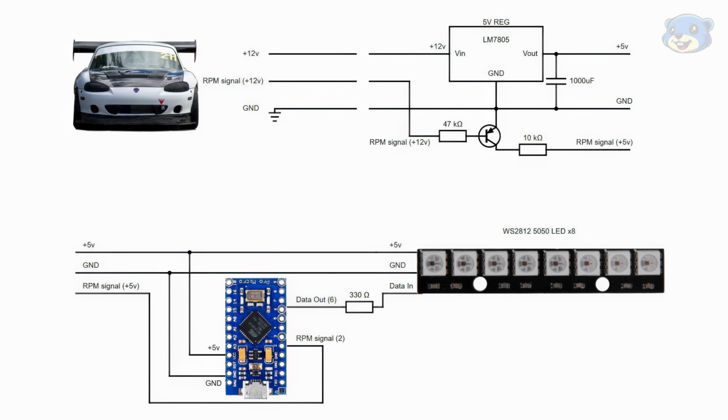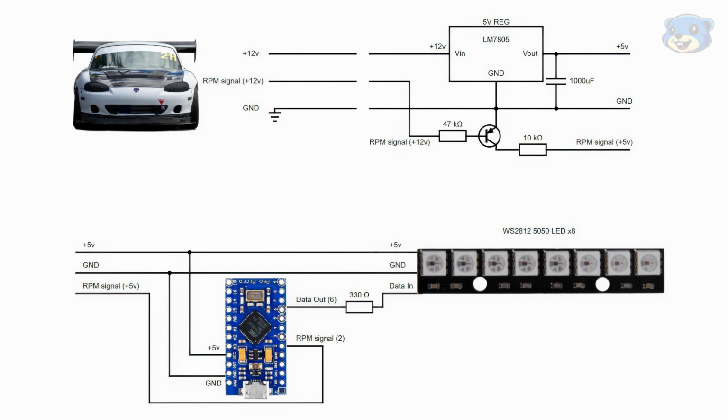Well, WS2812 is an intelligent control or addressable RGB LED. This means we can change the colors of each LED and we can tell each individual LED when to turn on and what color to be.